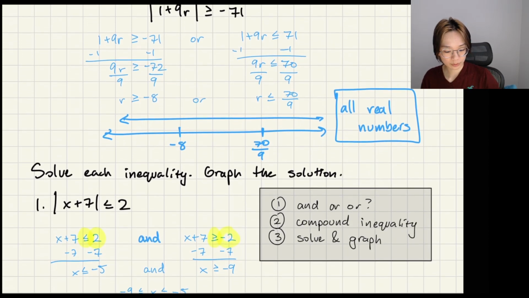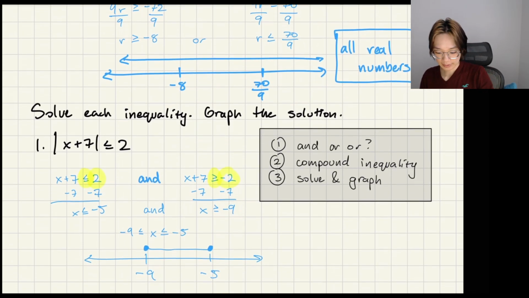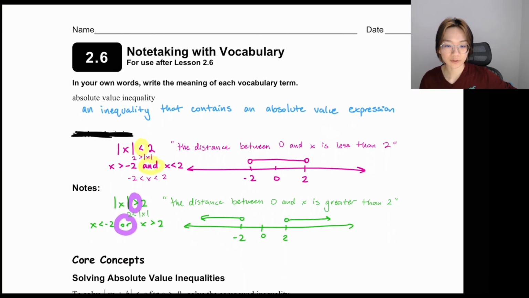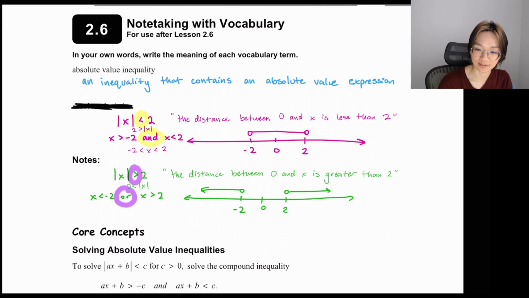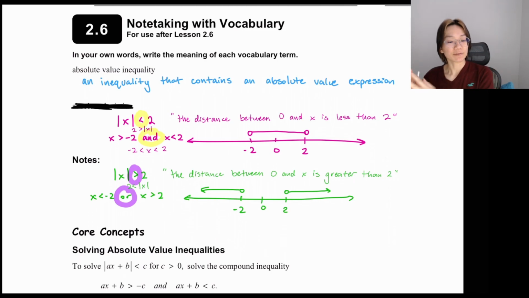Just to sum things up, we have absolute value inequalities, an inequality that has an absolute value in it. If the absolute value side is less than the other side, the compound inequality that represents it is an and. And if the absolute value side is greater than the other side, the compound inequality that represents it is an or. This is very important.